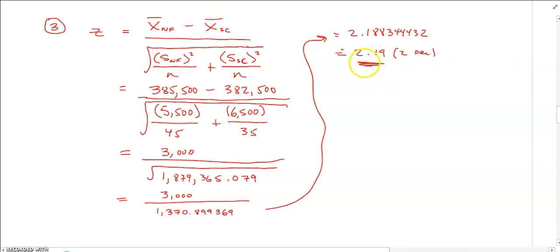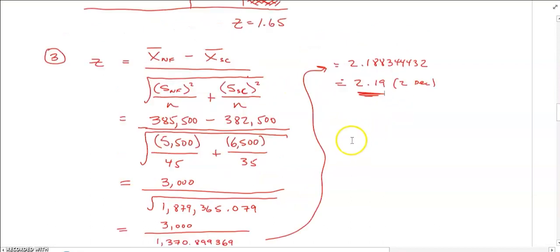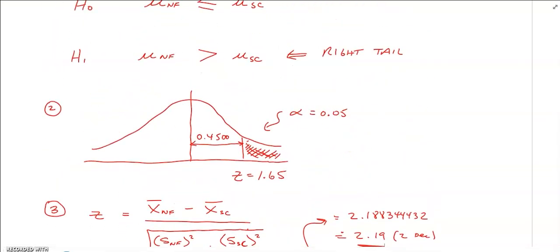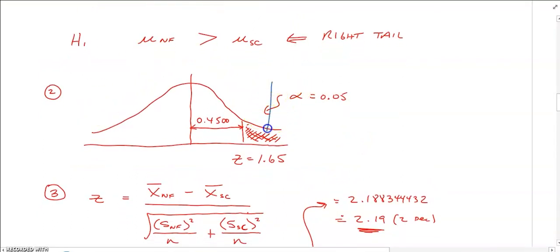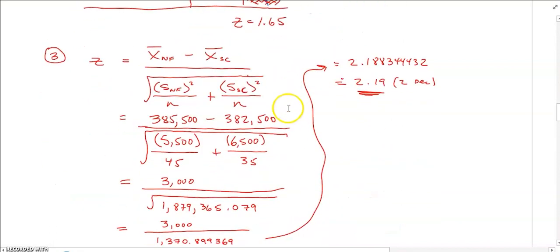And once again, I'm going to plot that onto the curve. So 2.19 ends up being, well, it looks like it's going to be far off into our rejection region. So it's somewhere here. So here's our test value, 2.19. And so you can see then our decision is to reject H naught, our null hypothesis.